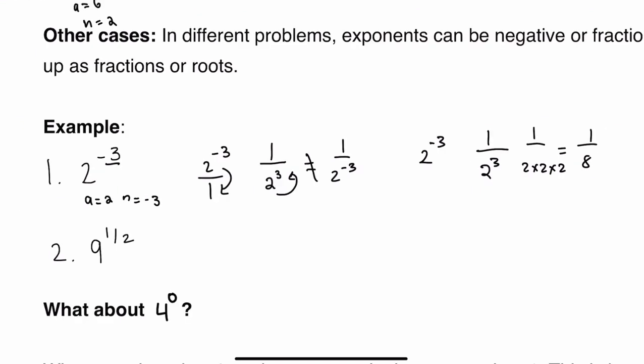So for example number 2, we have 9 to the power 1/2. Basically, 1/2 is another way of writing the square root, the square root being 2 over 1. In this case, we have 9, and the square root of 9 is 3. So our answer is going to be 3.